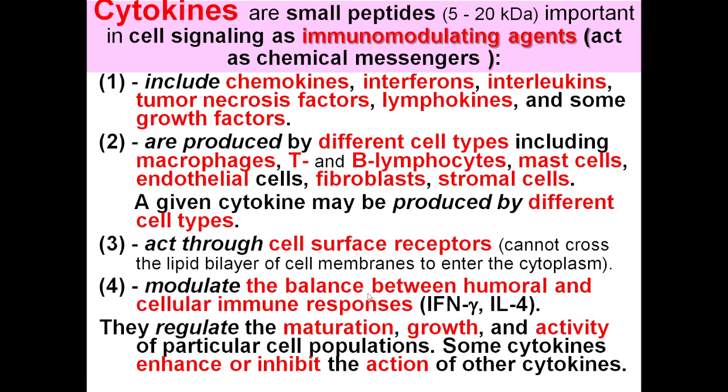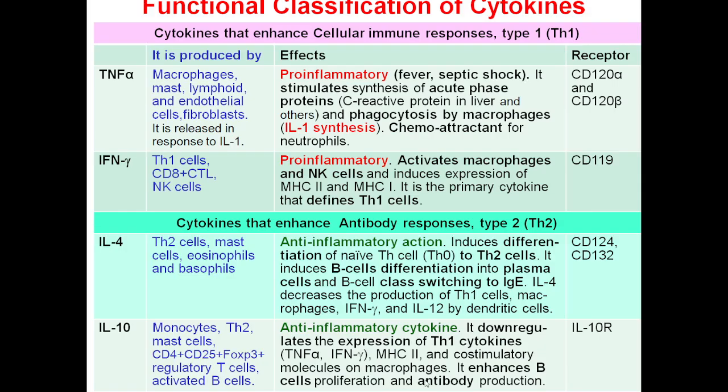Cytokines modulate the balance between humoral and cellular immune response. Interferon gamma produced by helper type 1 stimulates cellular immune response. Interleukin 4 produced by T helper type 2 mostly stimulates humoral immune response. Cytokines regulate maturation, growth, and activation of particular types of cells. Some cytokines enhance or inhibit action of other cytokines. In this slide, you see brief characteristics of 4 cytokines.